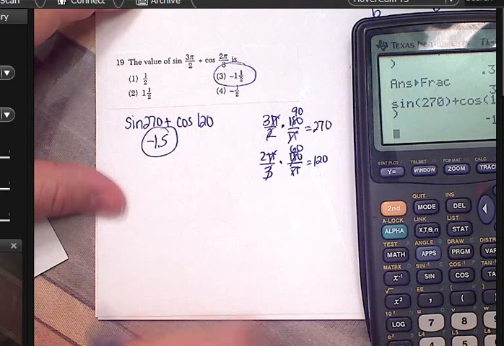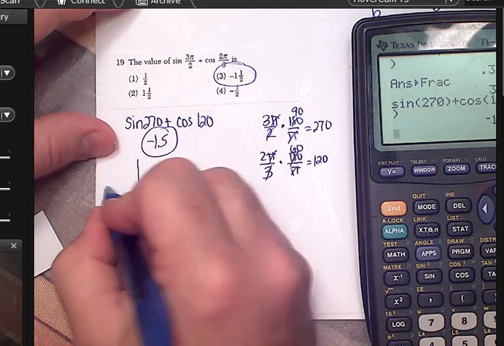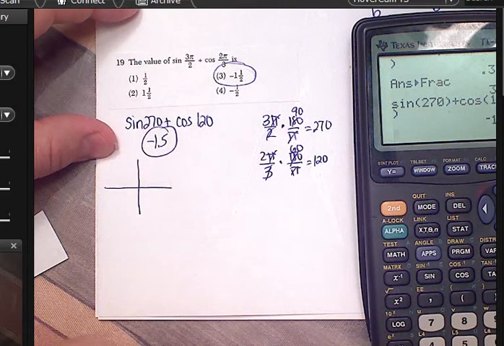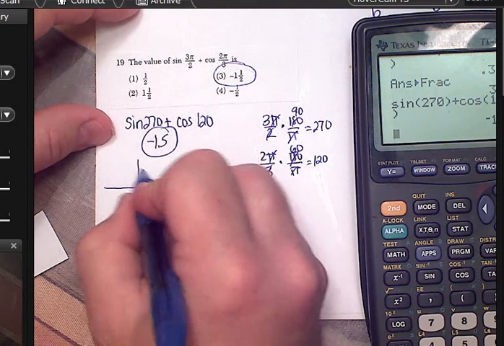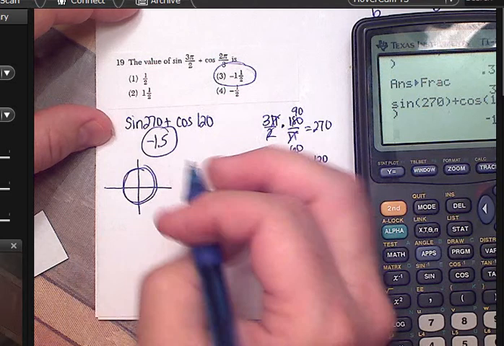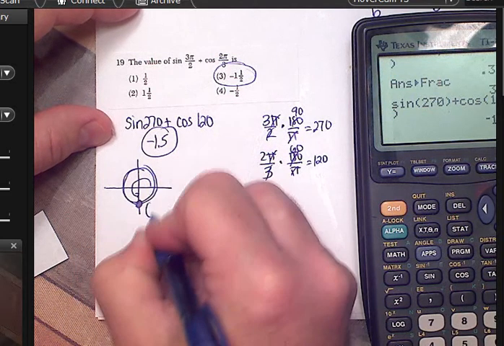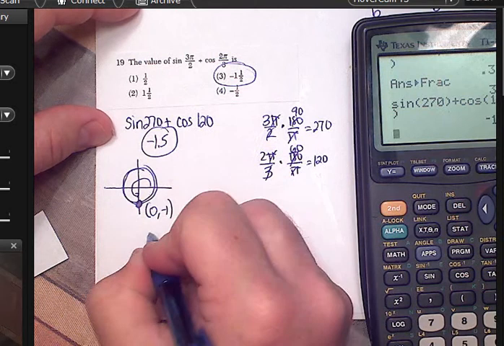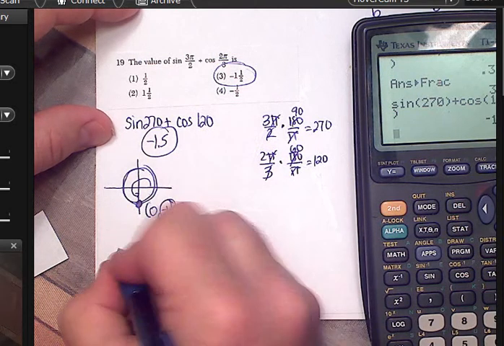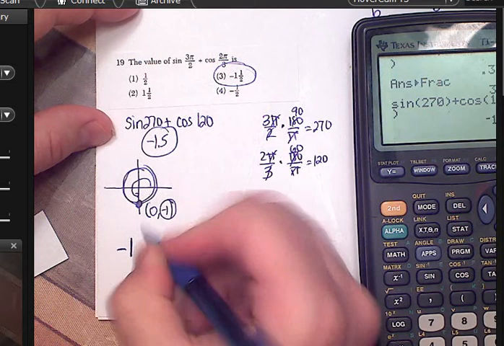So negative 1.5, that's going to be choice 3. If you wanted to do this by hand, just remember that whenever you're dealing with a multiple of 90 angle, it's the unit circle. So 270 degrees is here. That point has the coordinates 0, negative 1. So the sine of 270 is going to be negative 1. That's negative 1 plus, and then the cosine of 120.